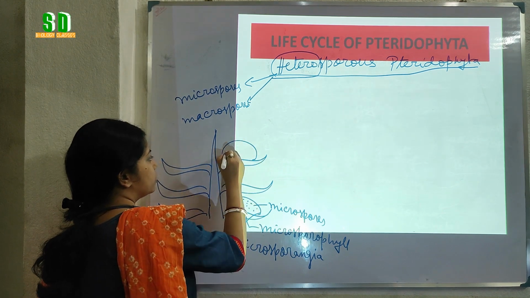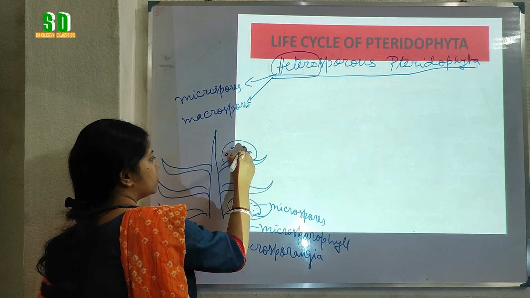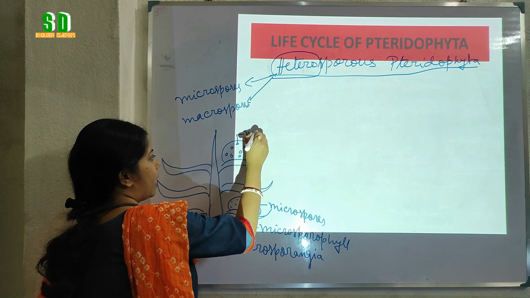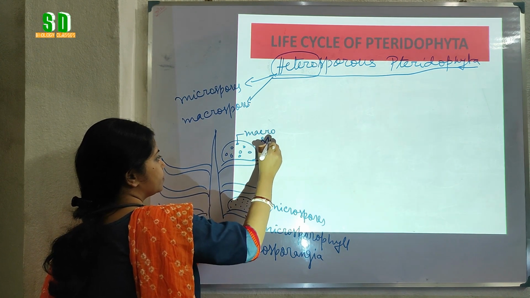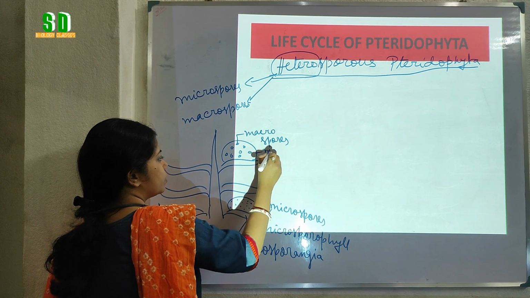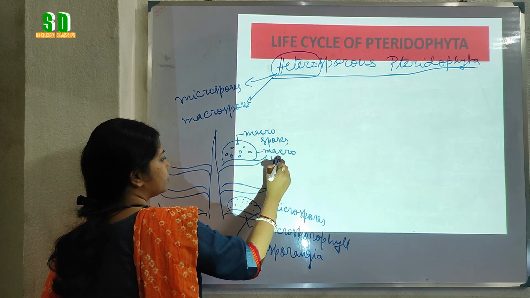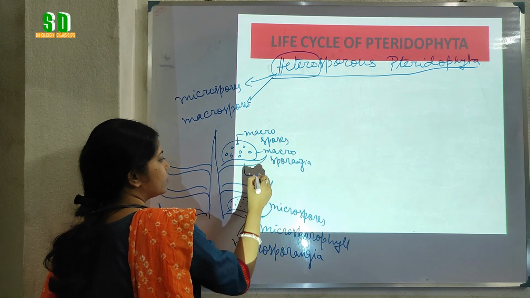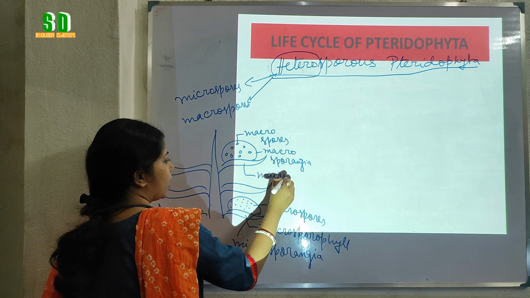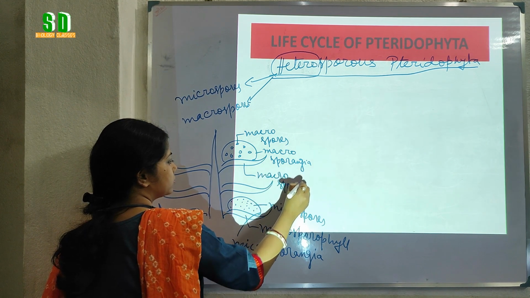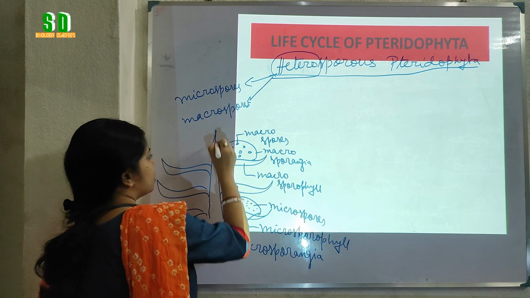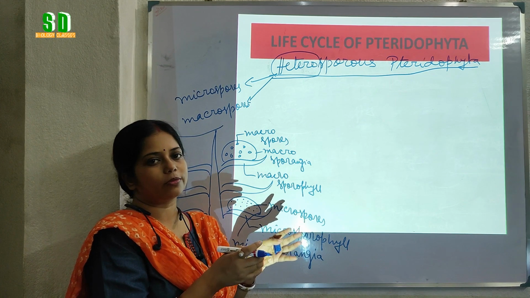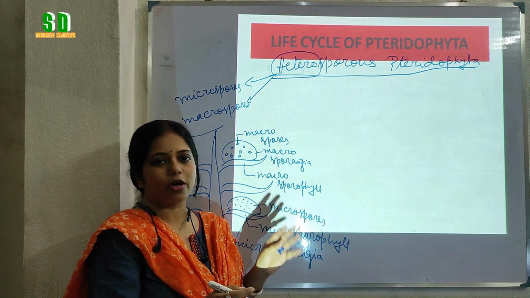In the same cone, larger size spores are also produced. So these are the macrospores or the megaspores, which are produced within the macrosporangia, and the macrosporangia bearing leaf is called the macrosporophyll. So in this way, the spores are produced within the plant body of the heterosporous type of pteridophyta.